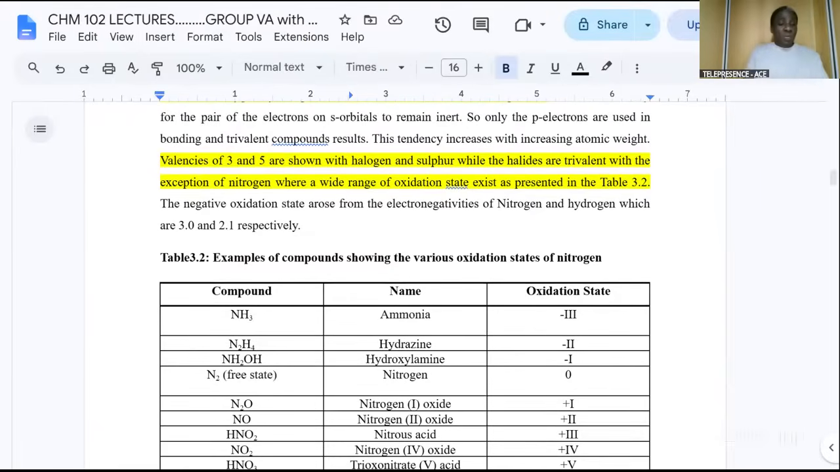The valences plus 3 and plus 5 are shown with the tendency to, okay, let me quickly read this.